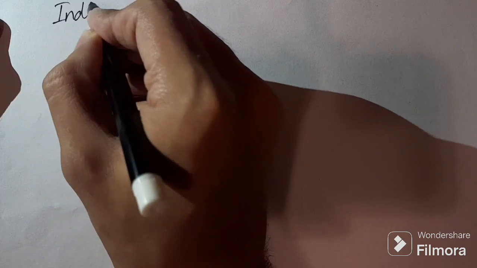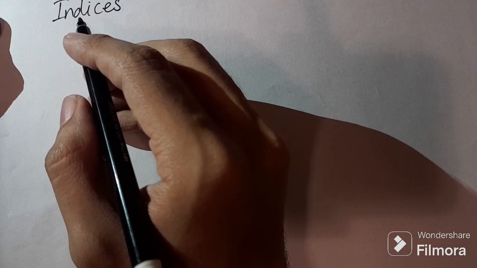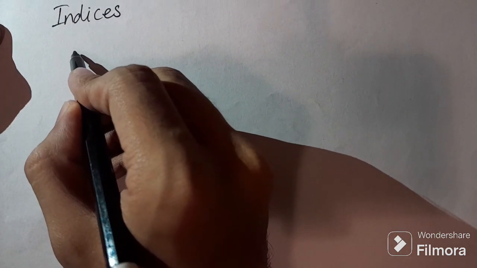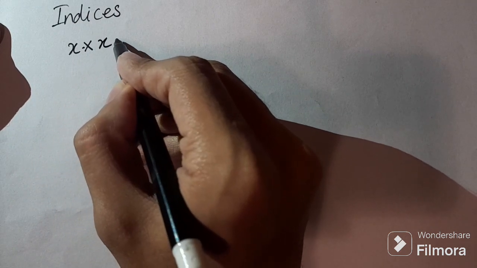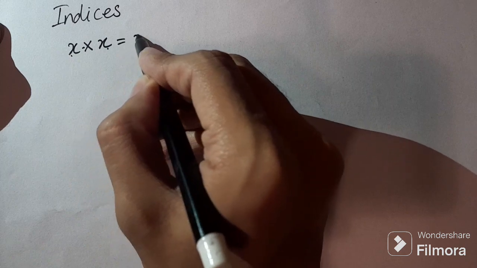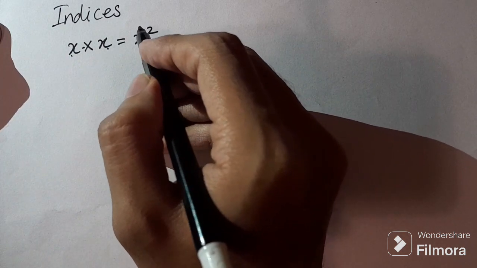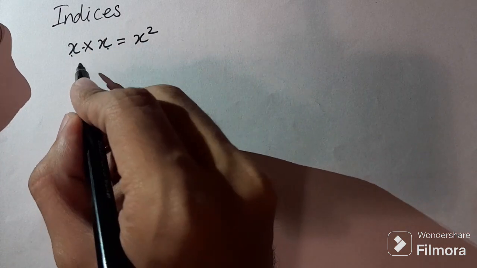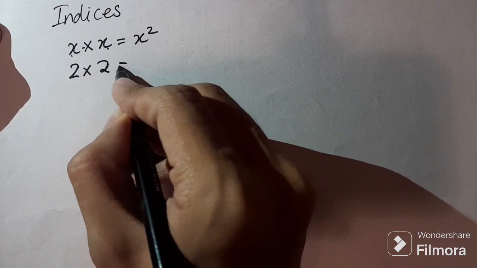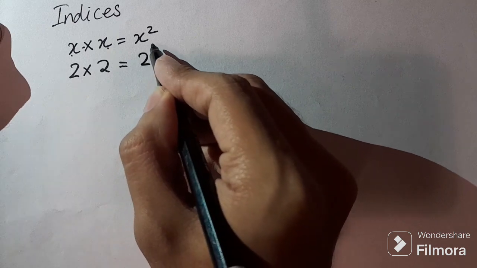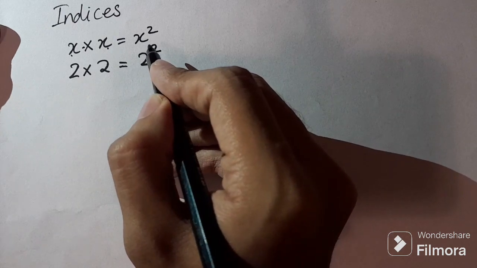So what basically is indices? In indices, for example, if we have 2 multiplied by 2, we will have 2 to the power of 2. This is what indices is.